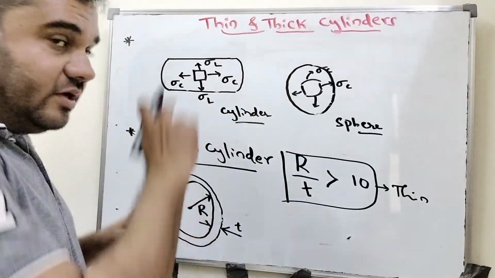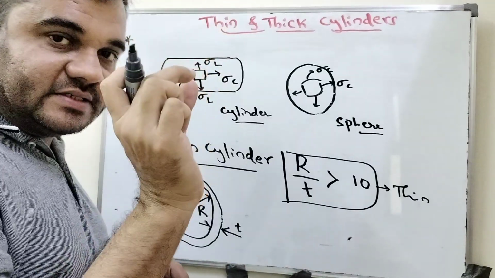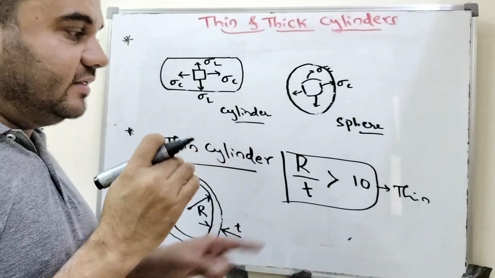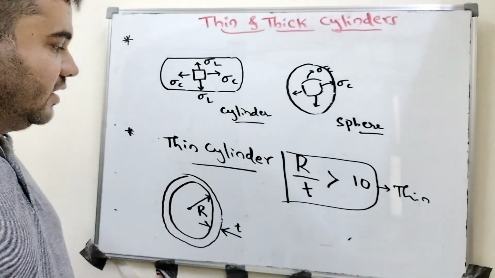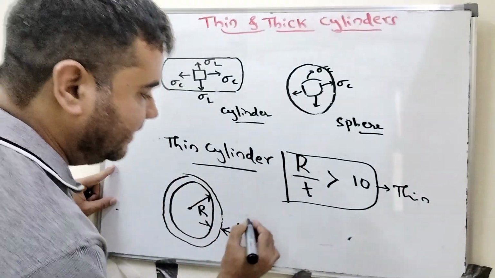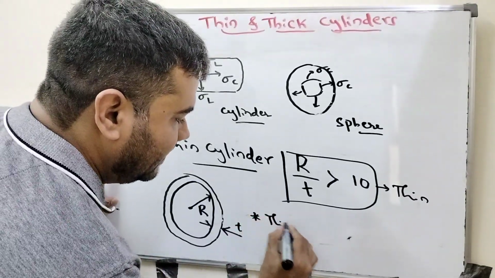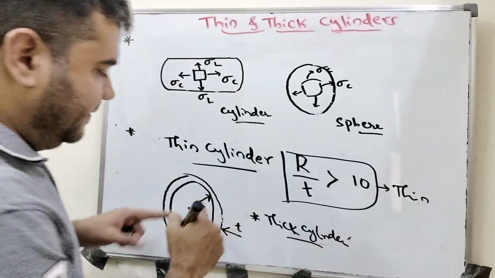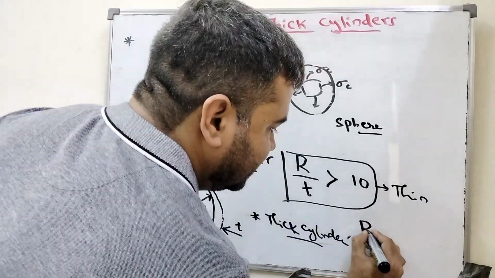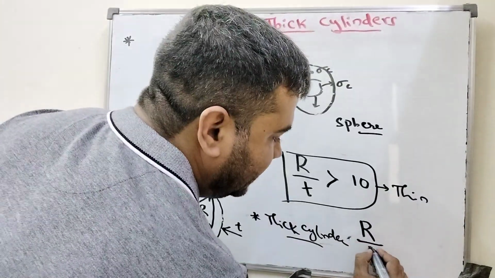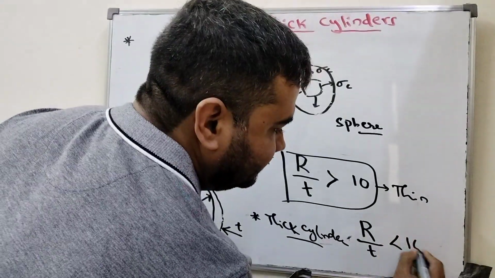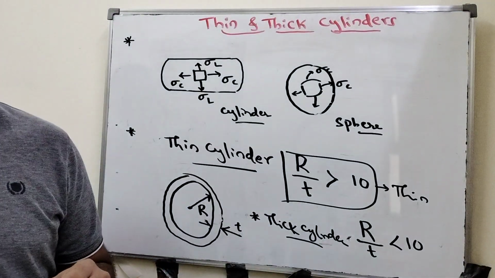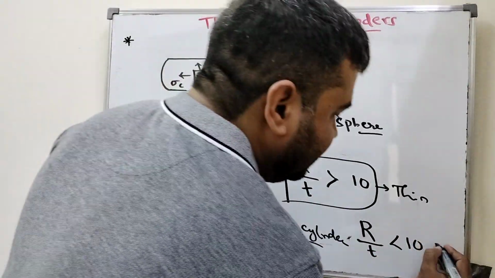Always, the radius divided by the thickness should be greater than 10. It should not be less than 10. Then it is called a thin cylinder. In thick cylinders it is the opposite. In the case of a thick cylinder, what is the condition? If the inner radius of the cylinder to the thickness of the cylinder is less than 10, then it is called a thick cylinder. This is the thick condition.